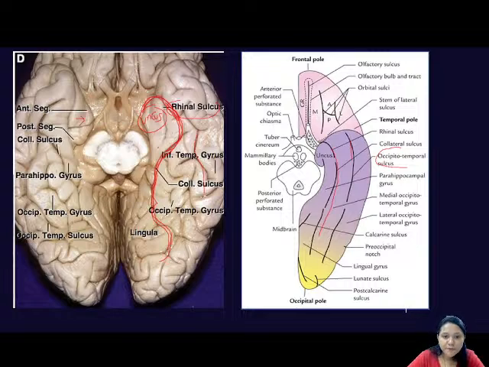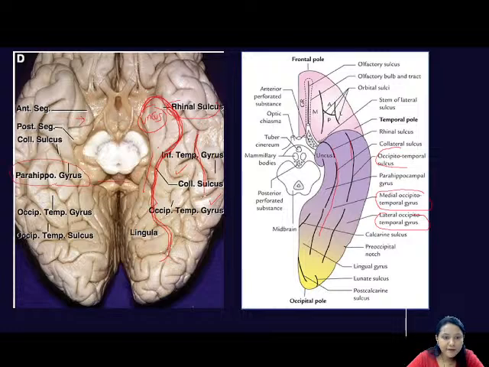Then you have an occipitotemporal sulcus as well. It divides the surface into the medial occipitotemporal gyrus and the lateral occipitotemporal gyrus. Now, the upper part of this gyrus is known as the uncus, and this gyrus is your parahippocampal gyrus.